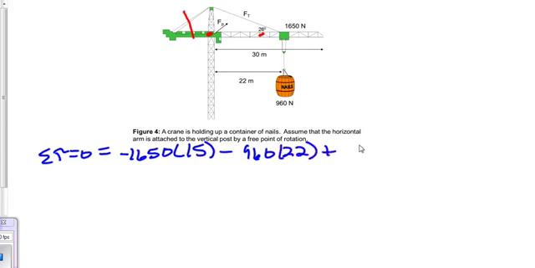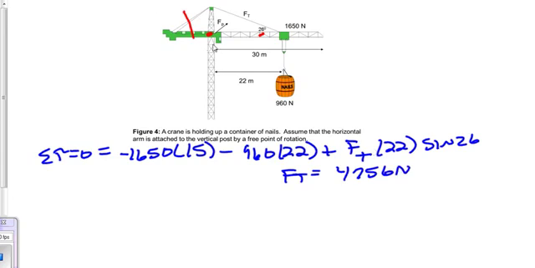Now we have a positive force tension since it is causing counterclockwise torque, and the distance of that is also 22 meters. We need to add the sine of 26 for that, because we're at a 26-degree angle. So we get a value of force tension equal to 4,756 newtons.